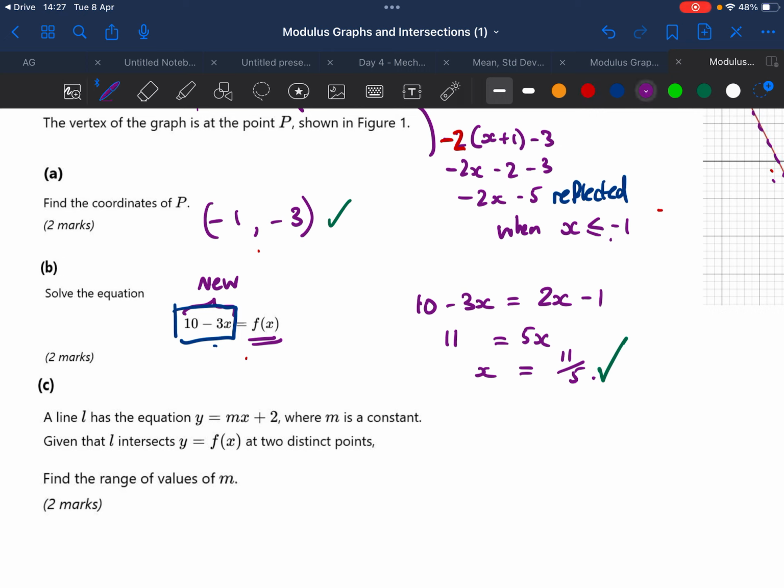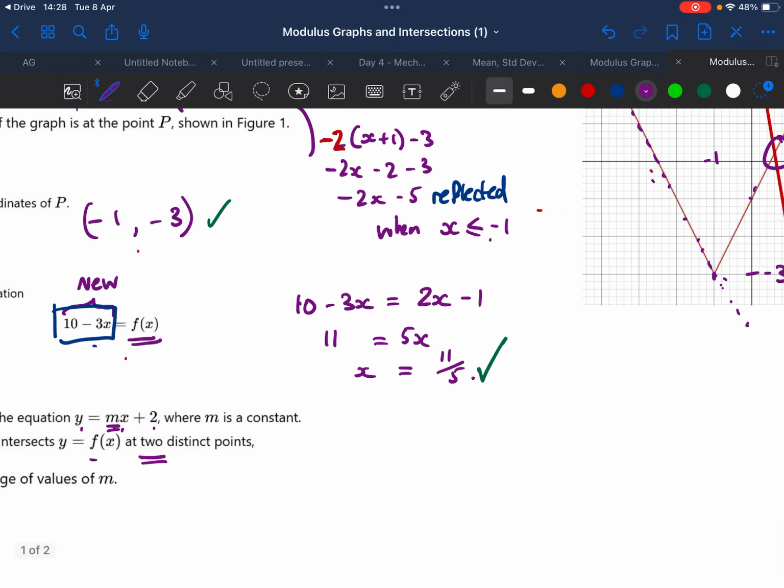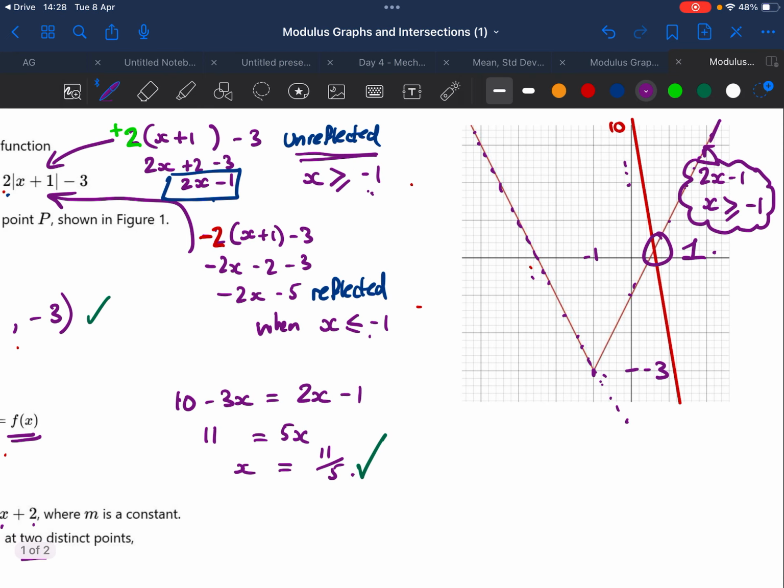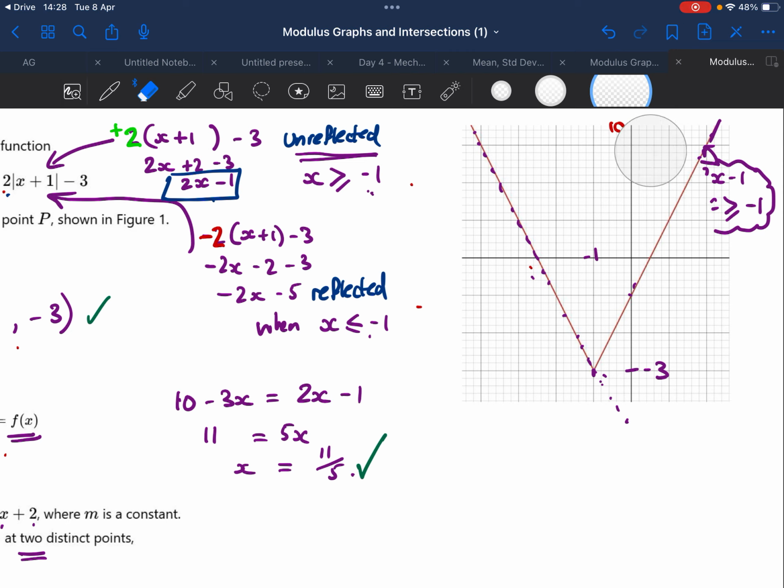And finally, we've got a new question. So we've got a line with equation y equals mx plus 2, where m is a constant, so m seems to be unknown. It's going to intersect the line from before at two distinct points. Okay, so let's get rid of the previous stuff to help us think about what's going on.